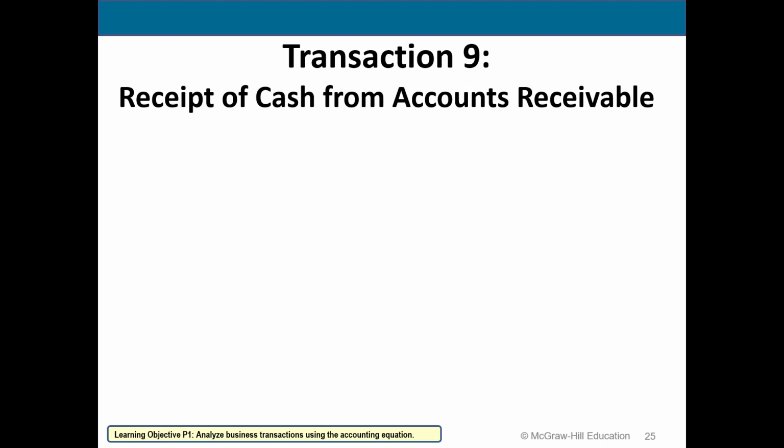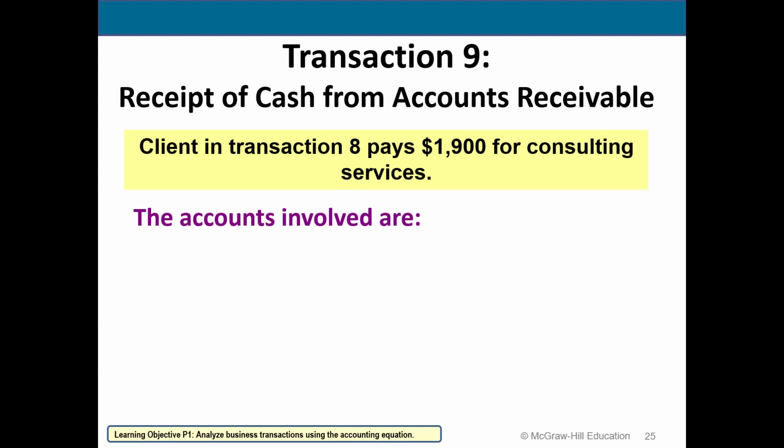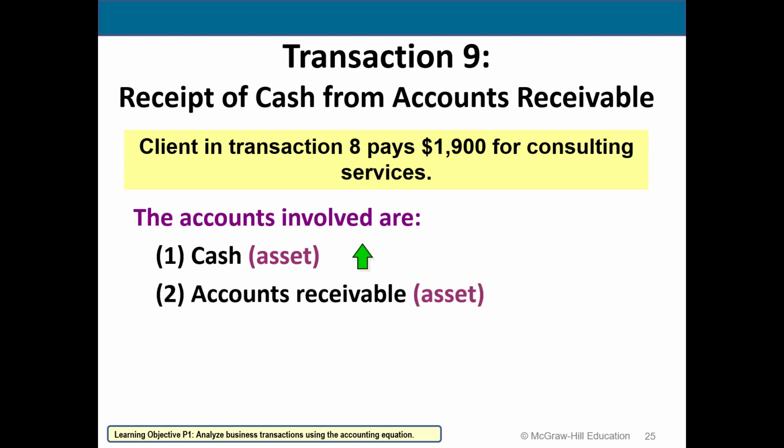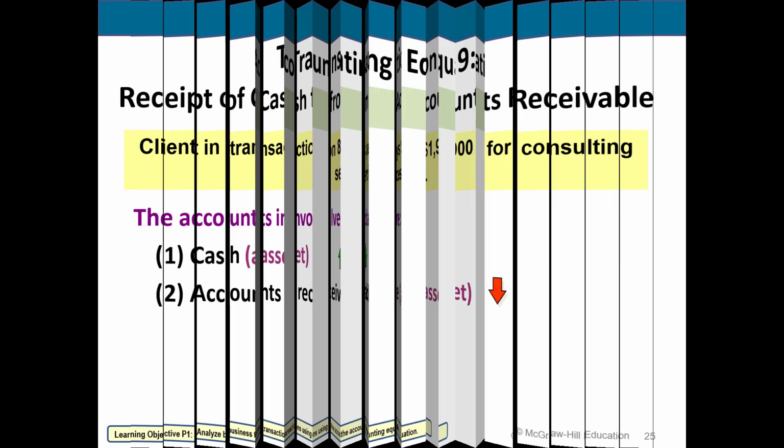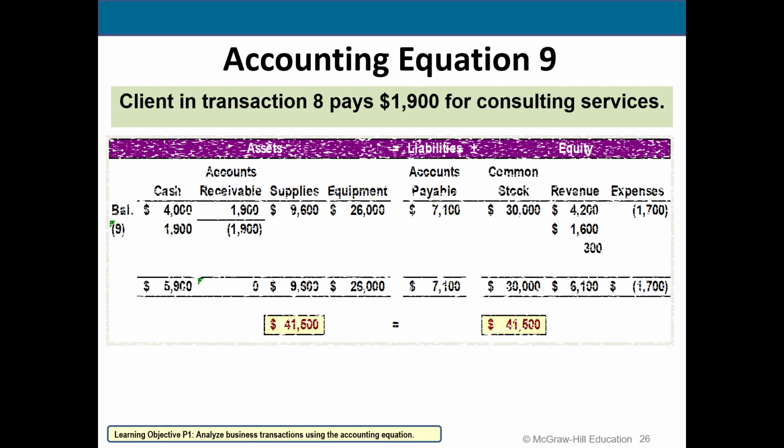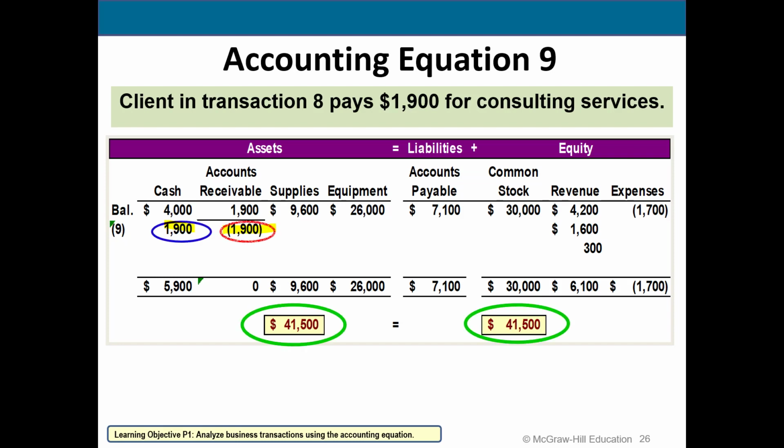Transaction 9, we received cash from that account receivable. So our previous accounts receivable customer is paying us now. So our cash will go up and our accounts receivable will go down because they paid us. So they're both assets. So the accounting equation now, both on the same side, cash goes up, accounts receivable goes down. And we are still in balance.